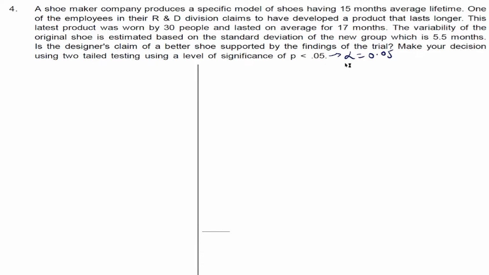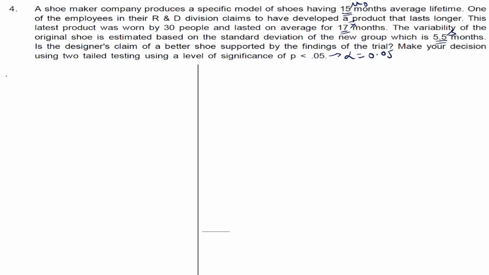We have to use level of significance as 0.05. So with all these, first let us write the null and alternate hypothesis. So here this 15 months, this is the population mean mu naught. And here, when the shoe that has been developed by this employee was worn by these 30 people, the average was found to be 17 months. So this is the sample mean x bar, and it has a standard deviation of 5.5 months. So this is the sample standard deviation s.